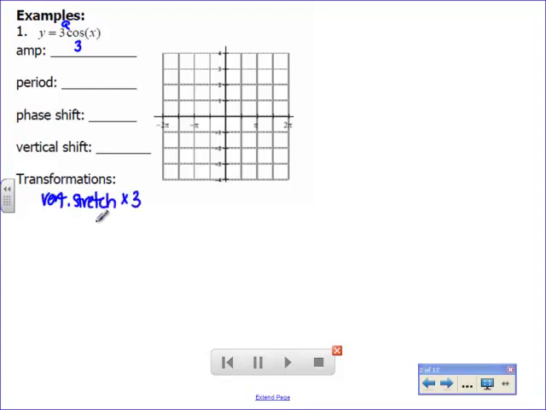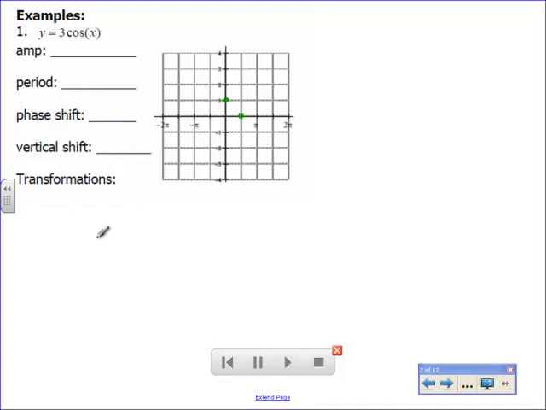Okay, so we start off there. Since the b value is a 1, there will be no change in the normal period of 2 pi. Since there's no c value, there's no phase shift, and since there's no d value, there's no vertical shift. So you're going to start off by graphing the original function.